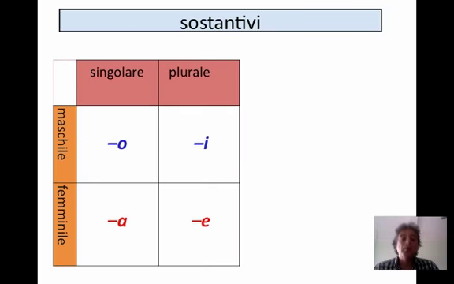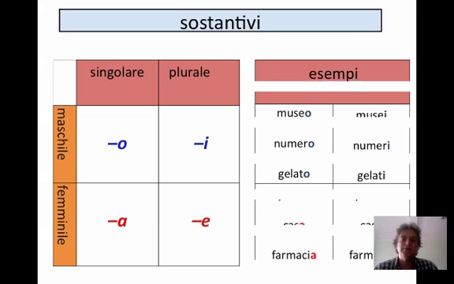Now, of course, besides being either masculine or feminine, there's also plural. So the plural of o, the masculine ending, is always i, and the plural of a is the Italian e. Let's look at these examples.